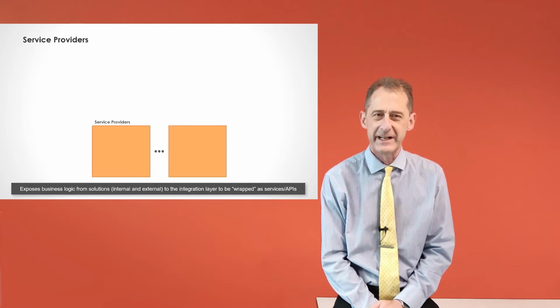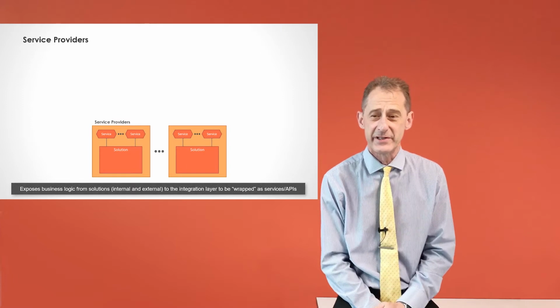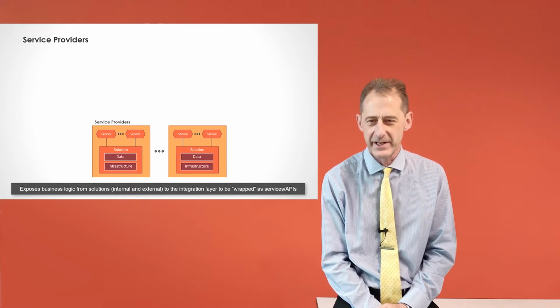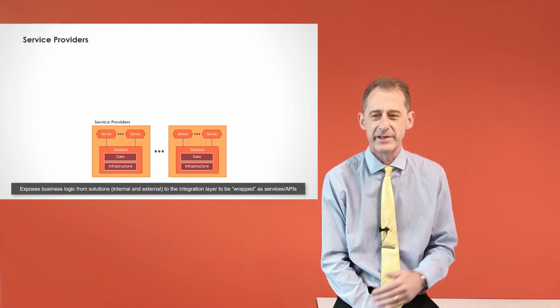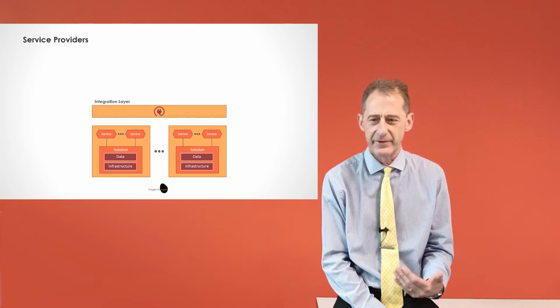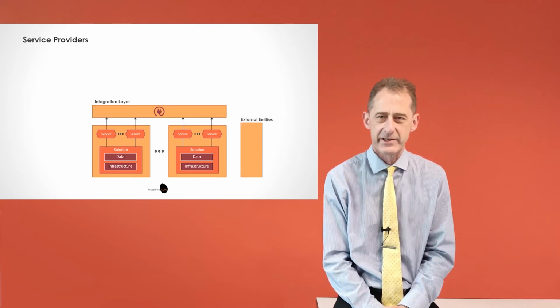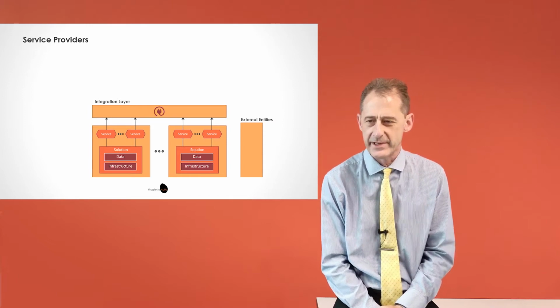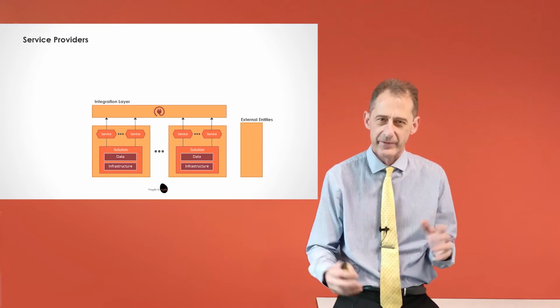So the service provider layer, the simple one line, is the thing that provides or exposes the services to the integration layer so they can be wrapped as APIs ready for consumption by our process layer or our channel layer. So it exposes the business logic from the solutions, both internal and external solutions, to the integration layer to be wrapped or exposed as processes or APIs. So that's the broad function of the layer.